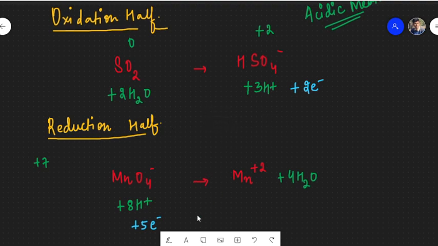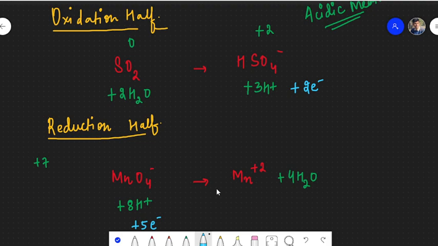Now the next step is to add these two equations to get our answer. Here we have 2 electrons, here we have 5 electrons, so we need to find a number by which to multiply each entire equation to make the electrons the same. If I multiply the oxidation equation by 5, I will get 10 electrons. If I multiply the reduction equation by 2, then I will get 10 electrons, and these will get cancelled out. So let's write this.